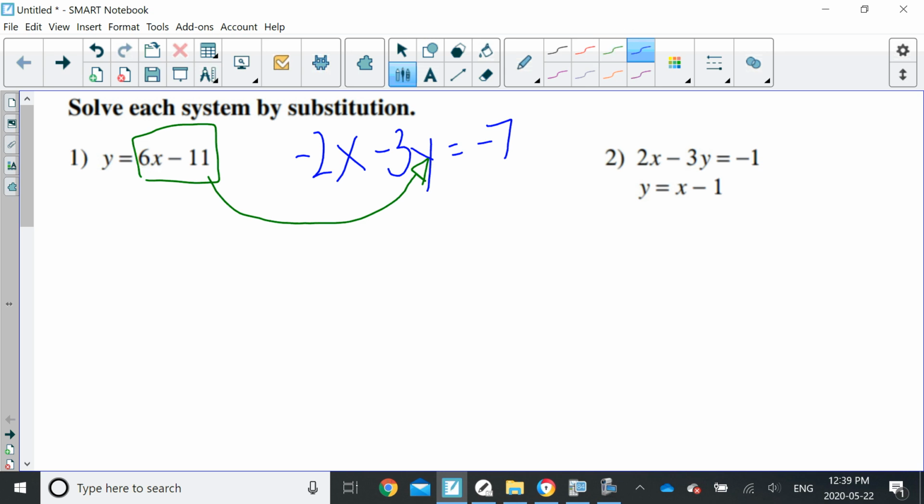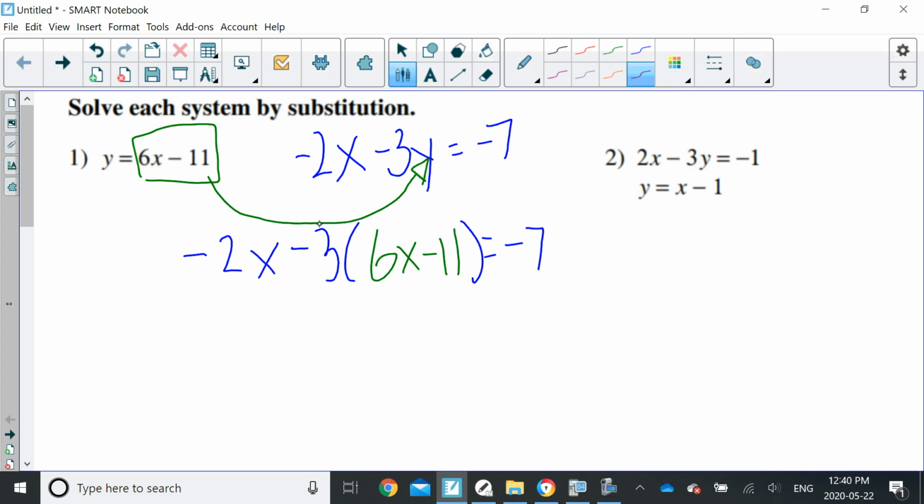So in my second system, I have negative 2x minus 3. Then I've got my y. Y is 6x minus 11. And that is equal to negative 7. So once you plug something from one system into the other, now I just deal with this, okay? So you always get rid of your brackets next. So let's distribute in that negative 3.